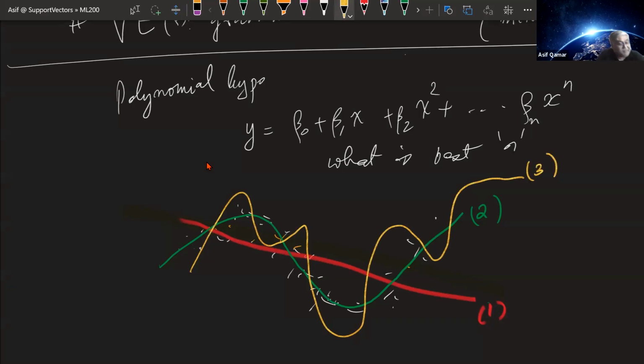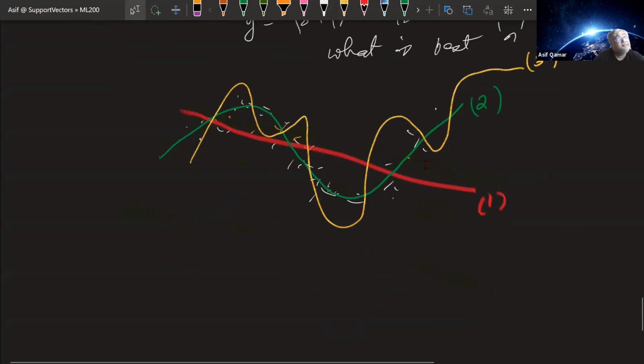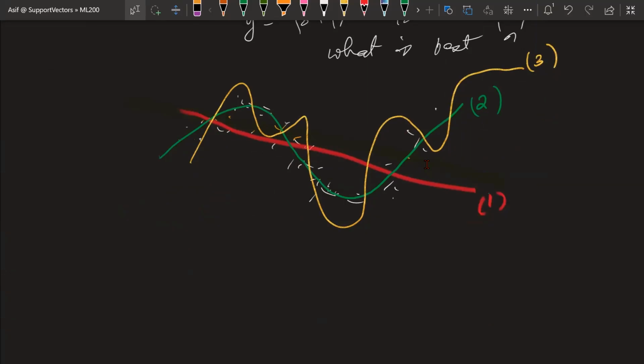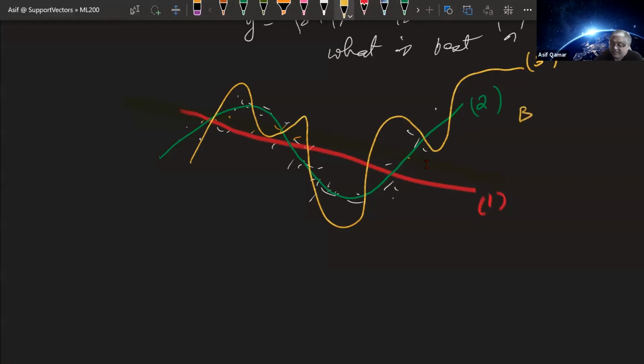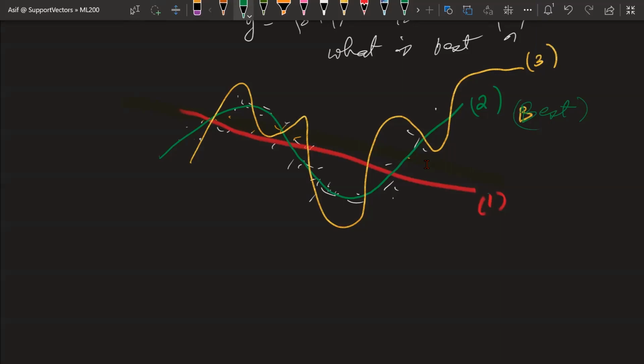Which of these is the best model for this data? Which is the best hypothesis for this data? It would look like the green one, number 2. The green is the best. Now, why is it the best? It will have the least residual error, isn't it? The net residual error after fitting it would be the least.